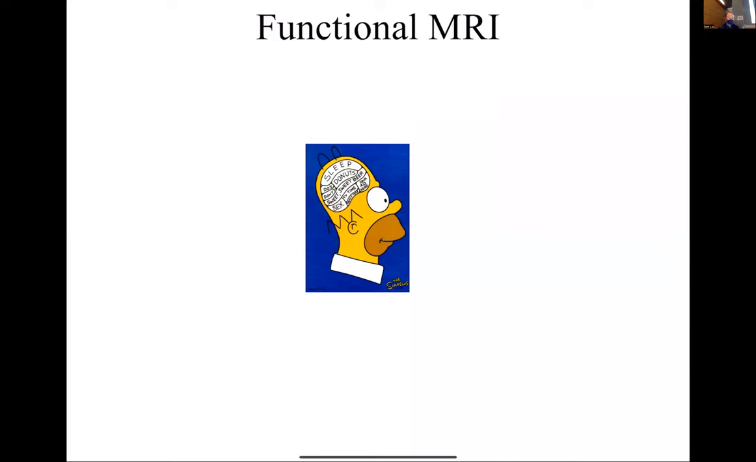Okay, so for the remainder of the functional MRI, any questions on the basics of how the fMRI mechanism works? Obviously it's a very basic explanation of it. It's a much deeper area, but that's a basic explanation.